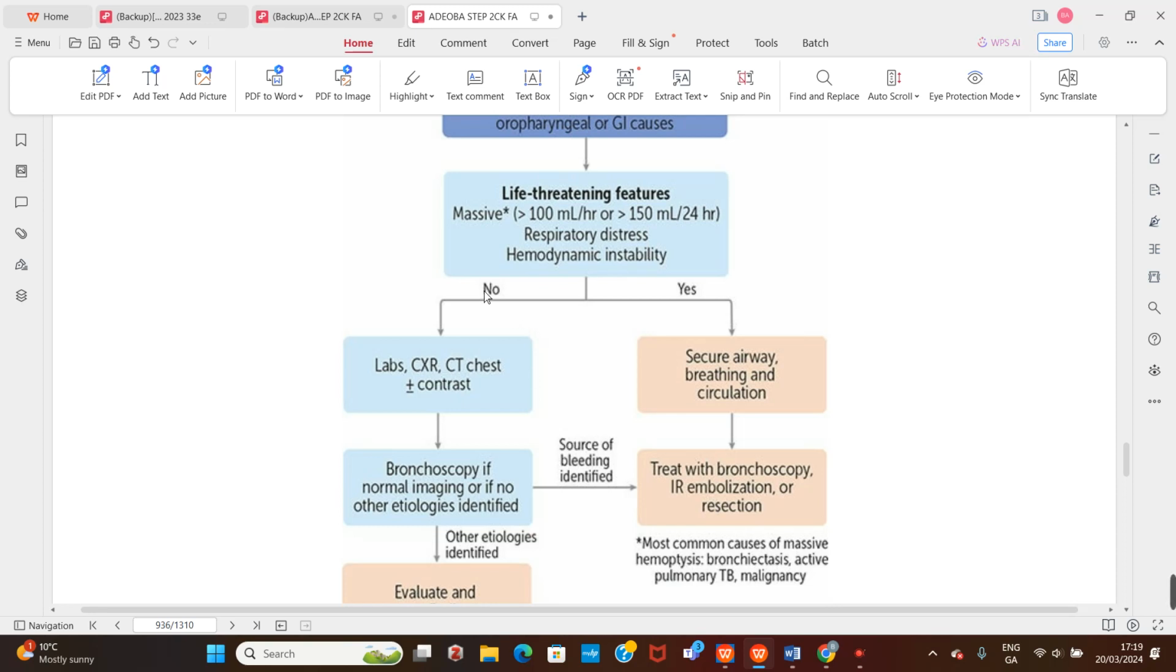Sorry, does this mean there are no investigations, you just go with the emergency approach? Look at it.